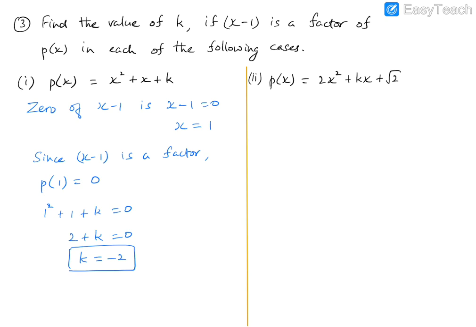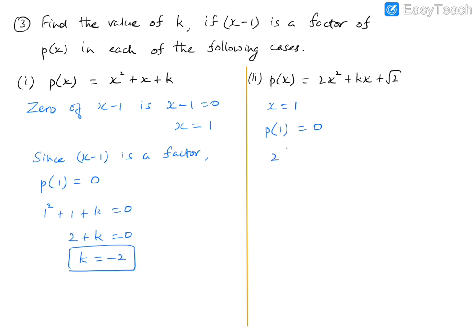Similar approach for this one. So again, we are given x minus 1 is a factor, so I'm not going to write this thing because it's the same factor here. So x minus 1 equal to 0, so therefore x equal to 1. And we need to have p of 1 equal to 0 because x minus 1 is given to be a factor, so therefore the remainder must be 0. So p of 1 equals 0.